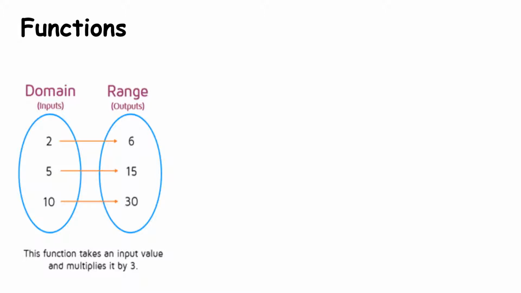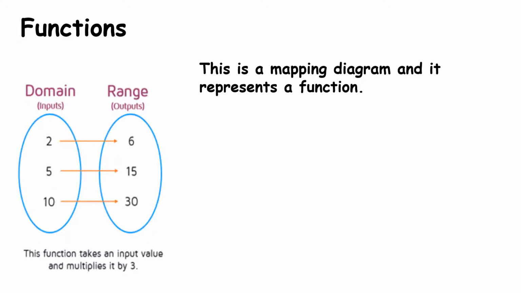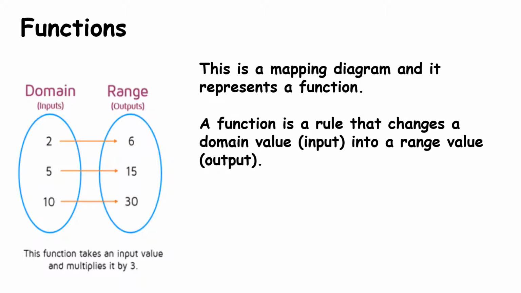So let's take a look at a function. We have here a domain or an input, and it creates an output. A function is a rule that creates an output for a given input. In this example, the function is: take an input value, so let's take 2, and multiply it by 3, which gives us 6. So this is a mapping diagram and it represents the function that we've just been talking about.